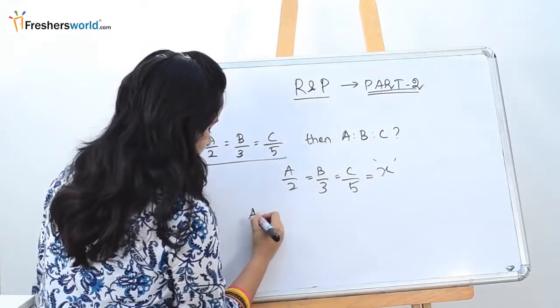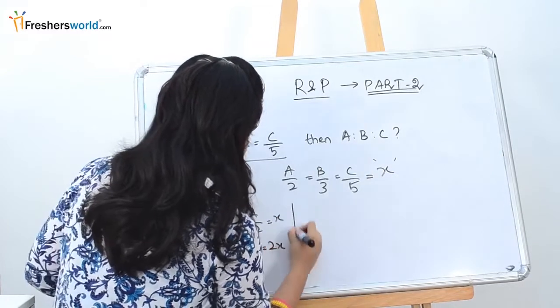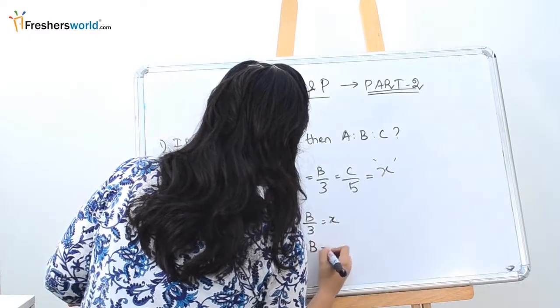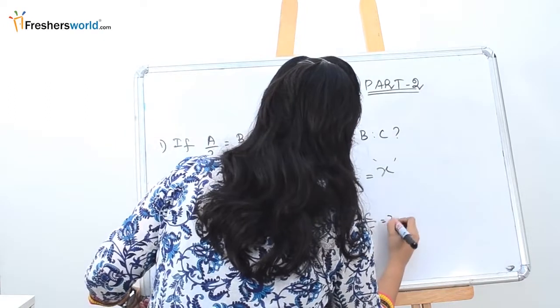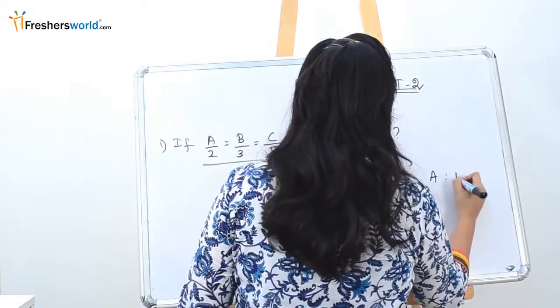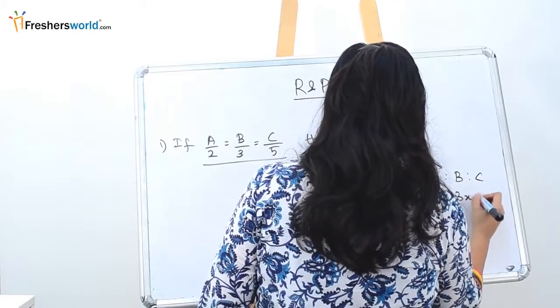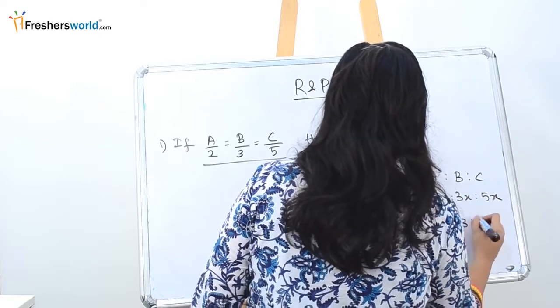So what do we do now? A by 2 equal to x, which is nothing but A is equal to 2x. Similarly, B by 3 is equal to x, so B is equal to 3x. C by 5 is equal to x, so C is equal to 5x. So A is to B is to C is nothing but 2x is to 3x is to 5x, which is nothing but 2 is to 3 is to 5.